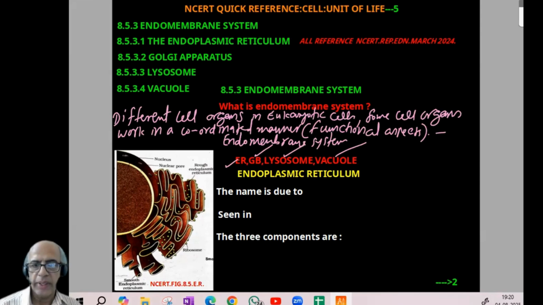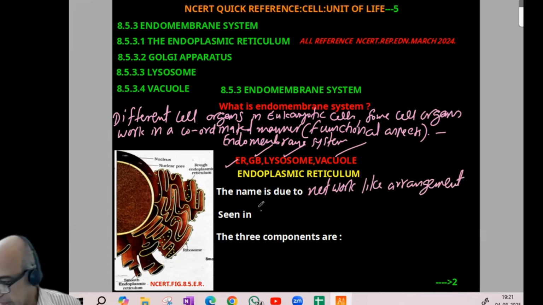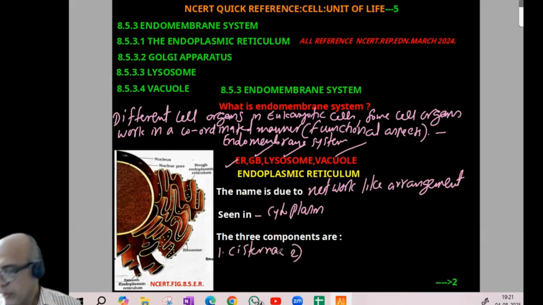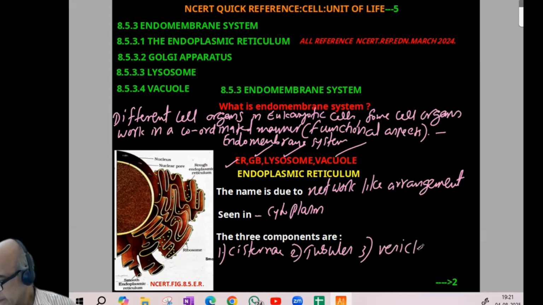NCERT diagram is given there, a labeled diagram. It's a usual question. And how did that name come? The name is due to the network-like arrangement. Wherever the term reticulum comes, it means network-like arrangement. It is seen in the cytoplasm. And what are the 3 components of endoplasmic reticulum? 1, cisternae. 2, tubules. And 3, vesicles. I think the first page is clear. Now we can proceed to the second page.